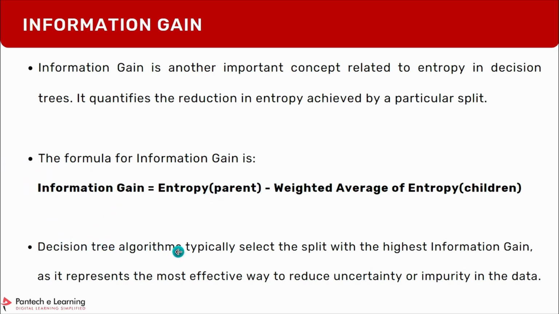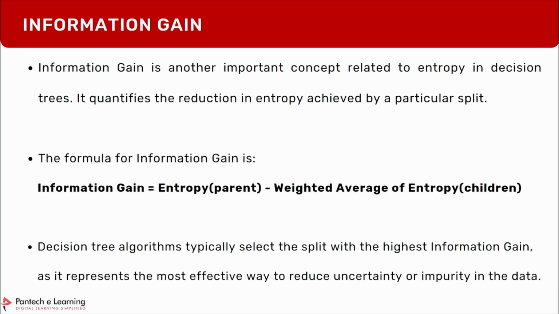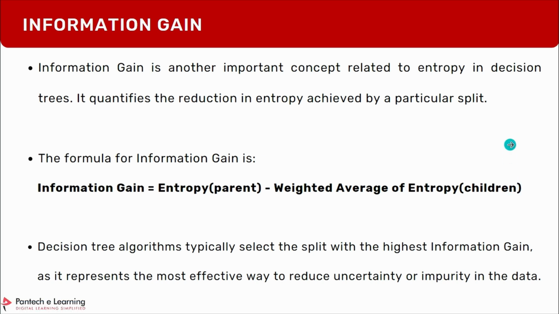And decision tree algorithms typically select the split with the highest information gain, as it represents the most effective way to reduce uncertainty or impurity in the data, which means your entropy should be very low. If you want entropy very low, then the information gain should be high. If the information gain is high, it means your entropy value is very low, which means the decision tree algorithm selects that split. It will calculate for every possibility and select the split which has the highest information gain, which means it will have the lowest entropy, or lowest uncertainty or impurity inside of it.